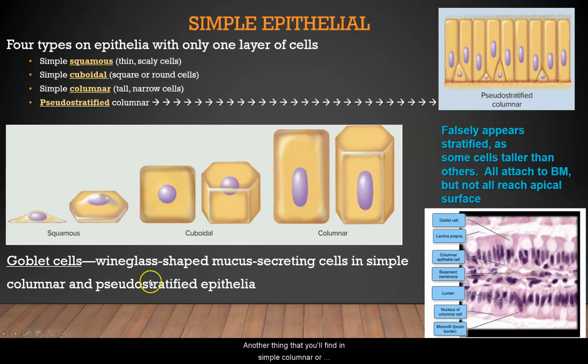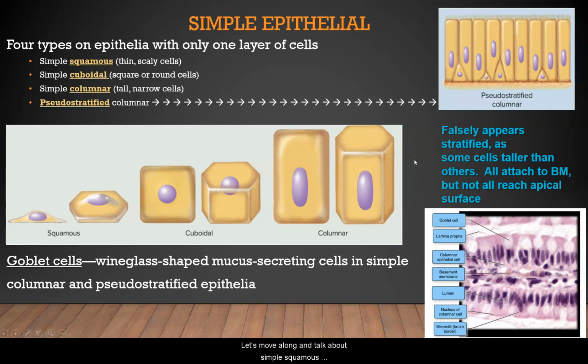Another thing that you'll find in simple columnar or pseudostratified columnar are cells called goblet cells, if you see here. And goblet cells are these wine glass shaped, kind of looks like a wine glass, right? Or goblet shaped, if you know what a goblet looks like. And they are mucus secreting cells that you'll find often in simple columnar or pseudostratified epithelia.